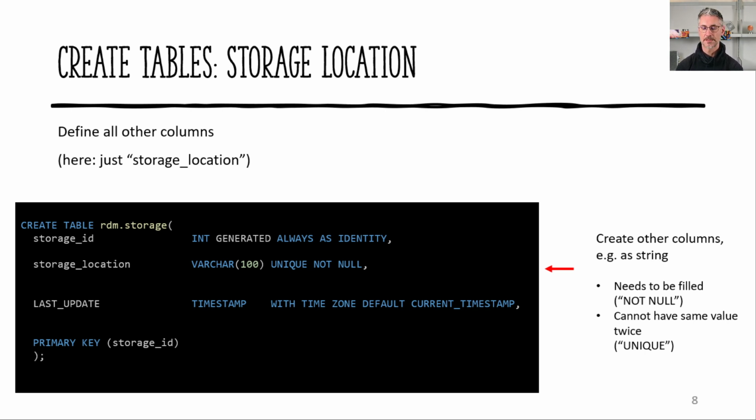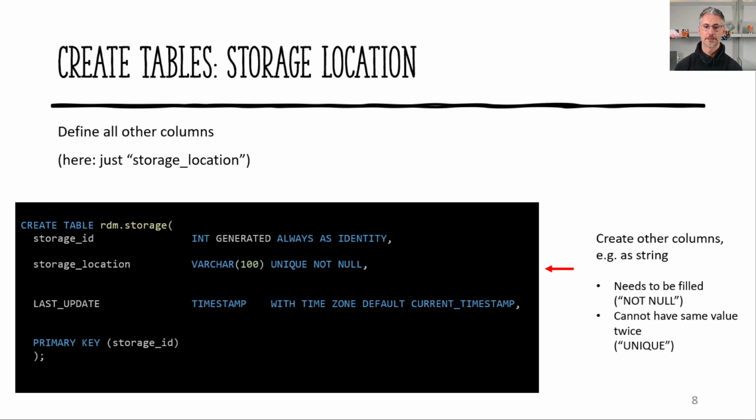We also say it mustn't be null, not null. So that means that the user, when adding to this table, needs to specify a character value of maximum 100 characters. So varchar 100 unique not null ensures that we have a unique storage location, and if we add to this table it needs to be given.